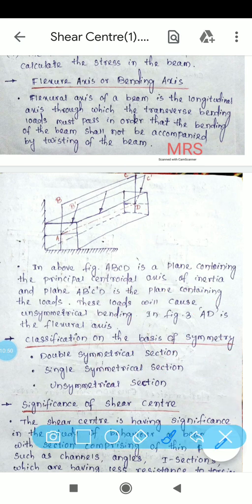So which axis is known as the flexural axis? Point A and point D, A and D, is known as the flexural axis.